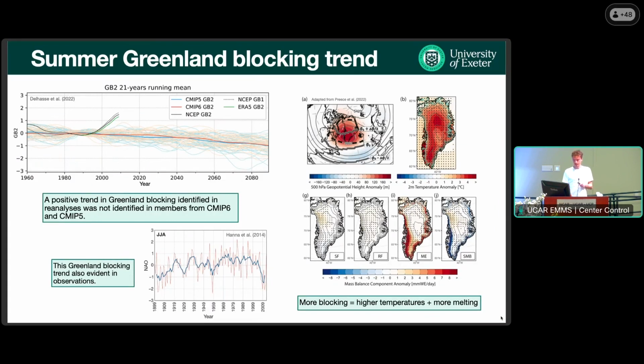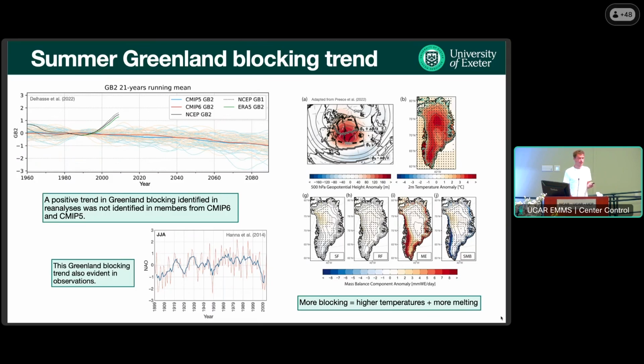And this is not just present in reanalyses, we also find it in observations. The bottom panel shows an NAO index based on pressure observations. And we can see towards the end of the time series, again, a sharp decrease in the NAO, which reflects a strong increase in Greenland blocking.